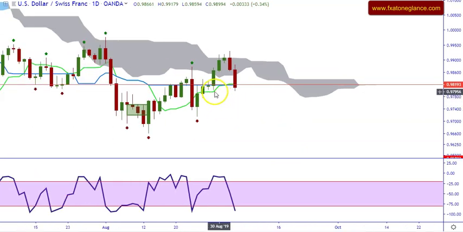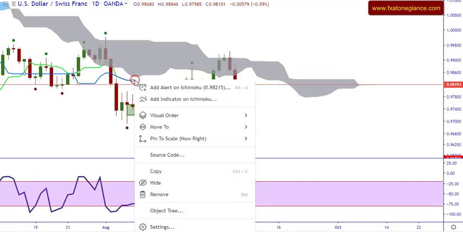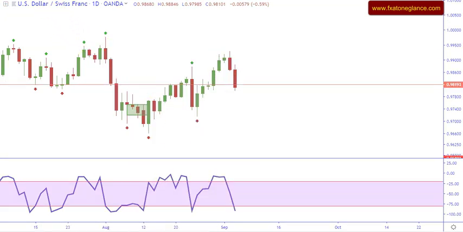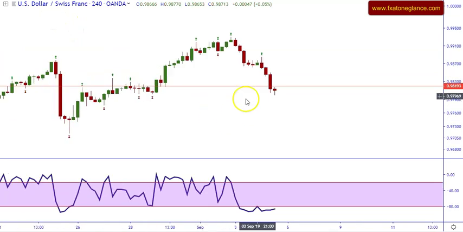So what I'm gonna do is take Ichimoku off the chart so you don't get confused. Let's hide it. Then let's go to the 4-hour time frame, because now we're going to just look for our entry. We're in our zone. We're on our support level. Now we want to see the bulls come into the market. We have a rejection candle right here.